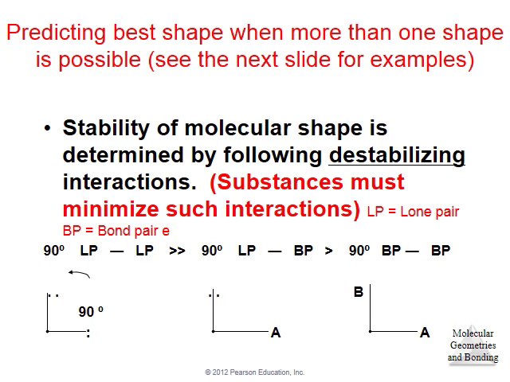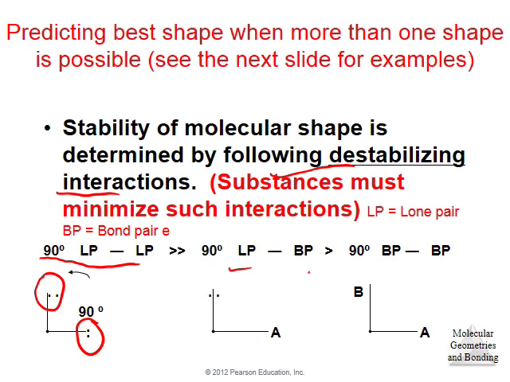Predicting the best shape when more than one shape is possible. Now, stability of molecular shape is determined by the following destabilizing interactions. When there are 2 such electron pairs, which we call unshared electron pairs or lone pairs, the 90-degree lone pair interaction is highly destabilizing. So that's the worst kind that one can expect in a molecule, followed by 90-degree lone pair bond pair. Remember the lone pair? Lone pair means a pair of electrons sitting on an atom. Bond pair means it is bonded with another atom.